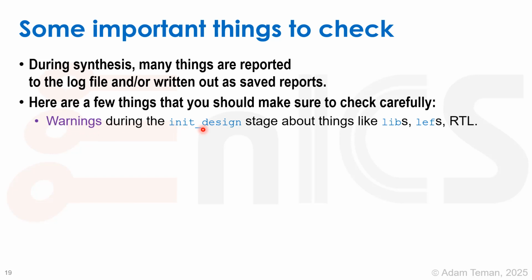important. But during the init design stage especially, and actually the other stages, there are warnings that are spit out, and we should look at them and see if there are problems about things like the libs, lefs, the RTL, if we didn't provide something correctly, and that type of stuff. So really, we should go over these warnings. And actually, you can suppress messages if you see that something, you know what it is. It's maybe a feature of our lib or our lef that we're reading in that was provided by a vendor, then we can suppress the message so it doesn't bother us afterwards.